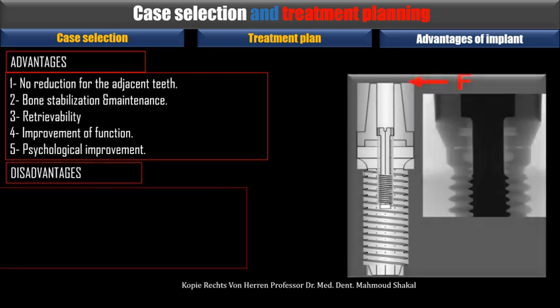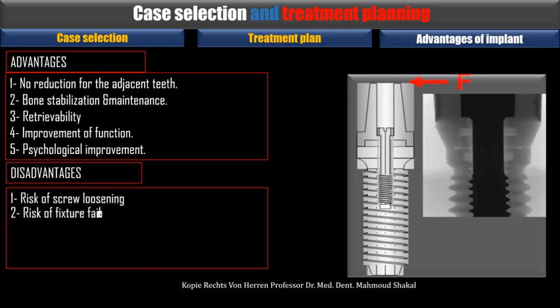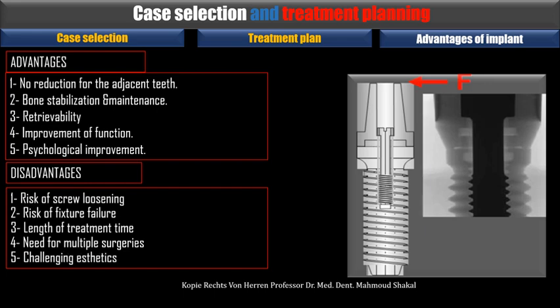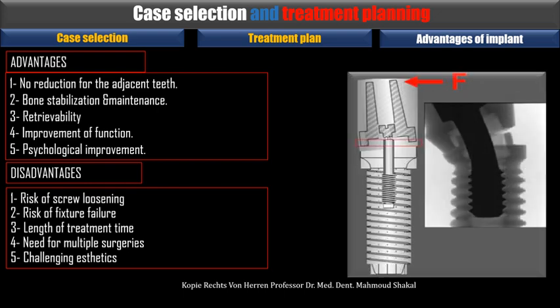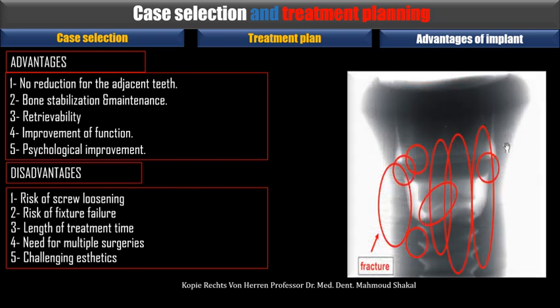While the disadvantages concern the mechanical problems that may happen with an implant, like risk of screw loosening, this is the screw, a risk of fracture failure, length of treatment plan, need for multiple surgeries, and challenging aesthetics. So you may have a problem with screw loosening that would lead to bending and eventually fracture of the screw.